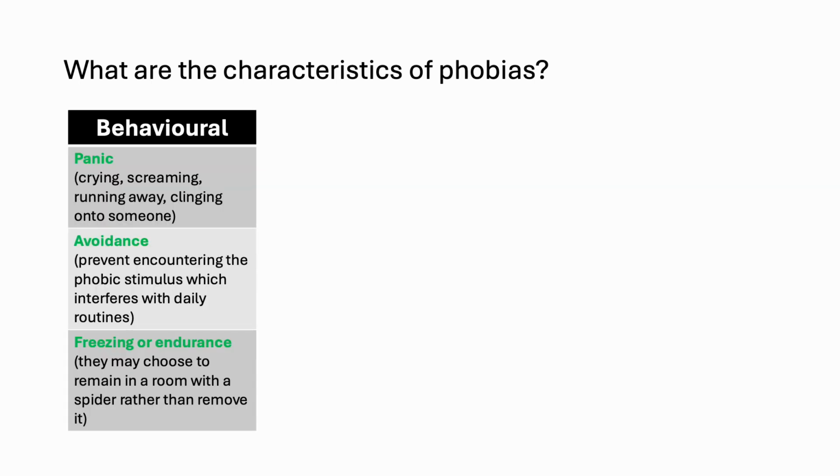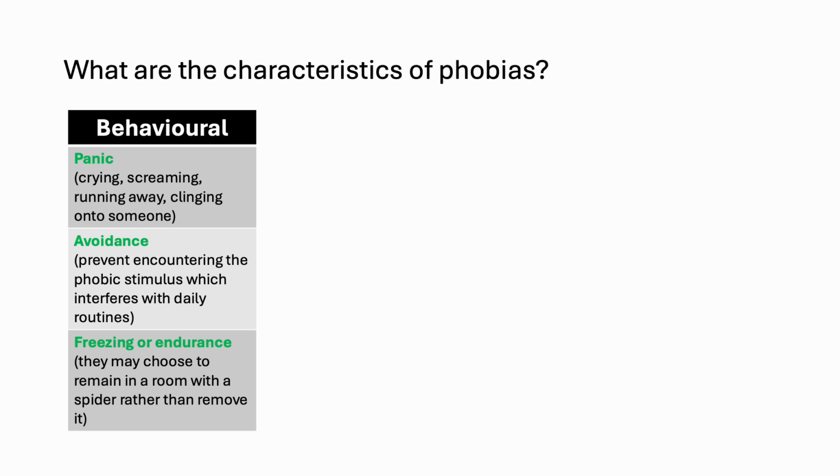The behavioural characteristics of phobias are panic, avoidance and freezing or endurance. So those are the 3 characteristics, those are the terminology you would be expected to use in an exam. But in order to elaborate and explain what is meant by panic, avoidance or endurance, you can see the information in the brackets to help you further elaborate.